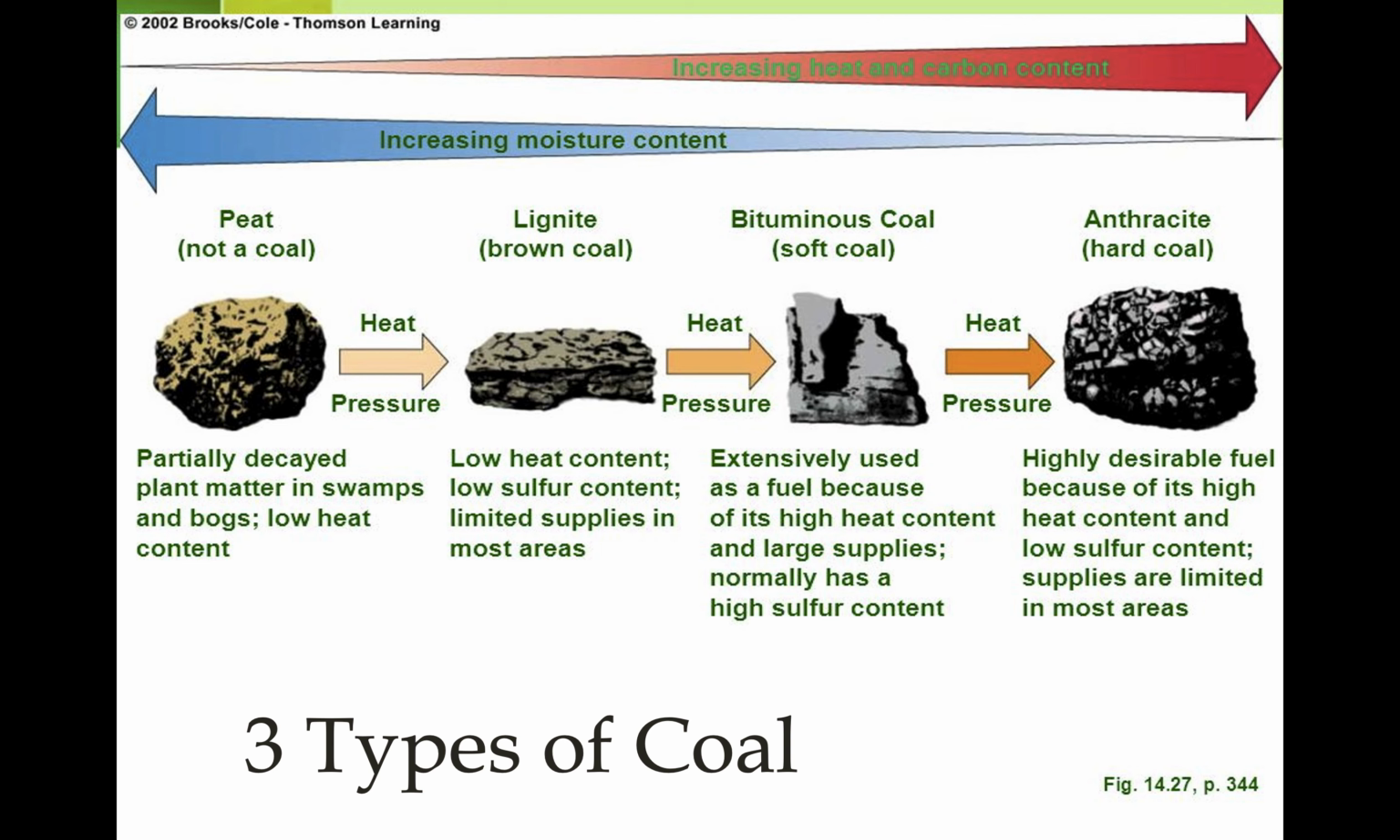It's often used as fuel because of its high heat content, and it's very abundant, but it has a lot of sulfur, which when it's burned produces sulfur monoxide or sulfur dioxide, which contributes to acid rain. And then through heat and pressure, this becomes anthracite. And anthracite is hard coal. It's a highly desirable fuel because of its high heat content and low sulfur content. Supplies are limited in most areas.